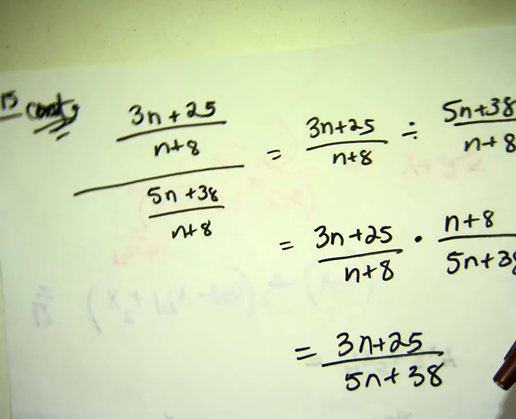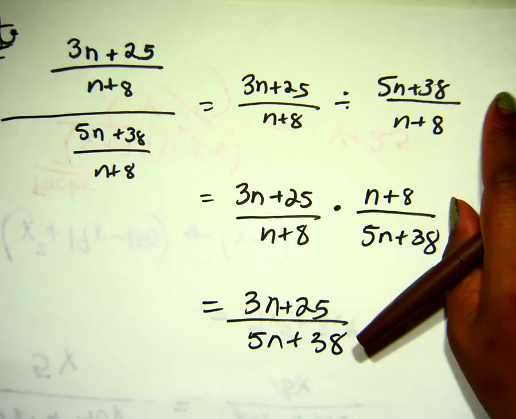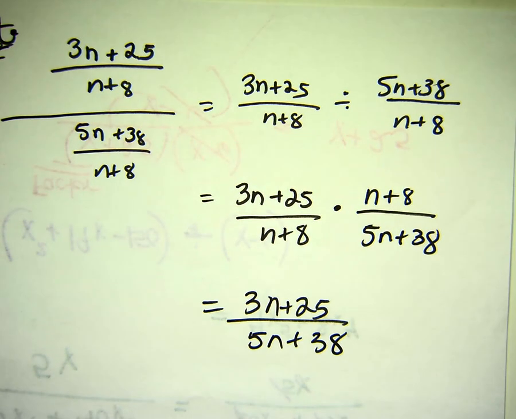Remember, it's a fraction within a fraction. So now that we have that, remember the KFC, the keep, flip, change. So I'm rewriting it to make it a little bit easier to understand, because here's your numerator divided by your denominator. Now we're going to do the keep, flip, change. Keep your first fraction, flip your second fraction. Well, notice what can be canceled out now. These are gone. So now your overall answer is 3n plus 25 over 5n plus 38.